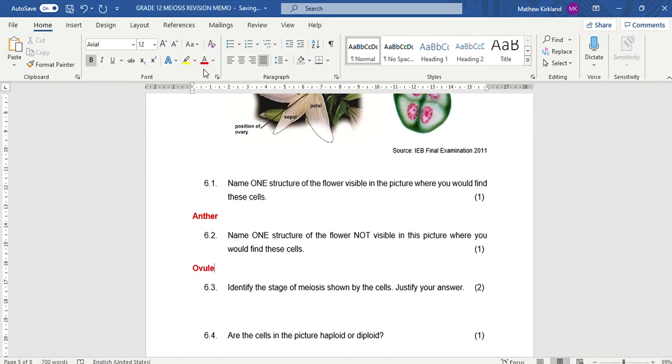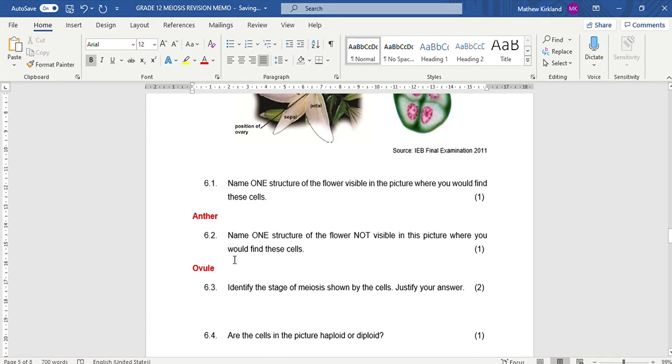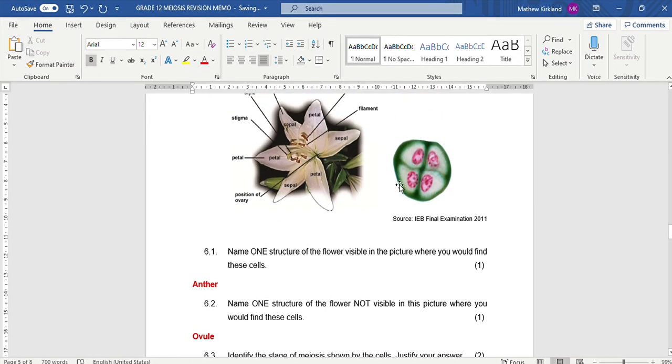In the ovule, not the ovary, because even though the ovary is not present here, the ovary does not produce the gametes. The ovule creates the gametes. Okay, identify the stage of meiosis shown by the cells. Justify your answer. Well, this is a fairly easy one.